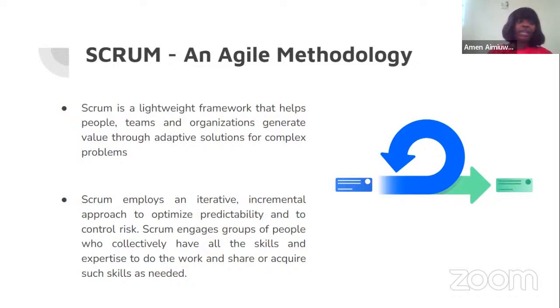So Scrum is a lightweight framework that helps people, teams, and organizations generate value through adaptive solutions for complex problems. Scrum employs an intuitive and incremental approach to optimize productivity and to control risks. Scrum engages a group of people who collectively have all the skills and expertise to do the job and share or acquire such skills as needed.